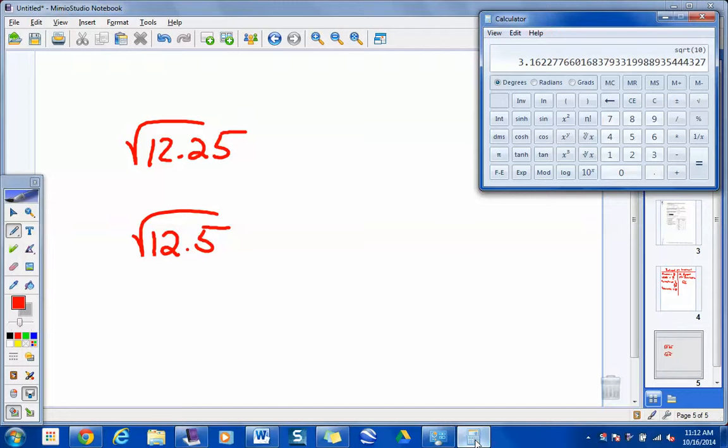I know the first one. What's the first one? Rational. Why is it rational? Because it ends up 3.5. When I take 12.25 and take the square root, does it terminate? Yes. It stops after the 5, right? So what kind of number is it? It's rational.